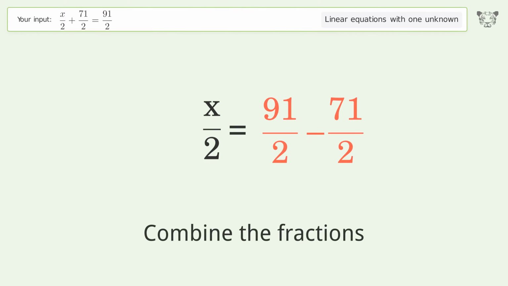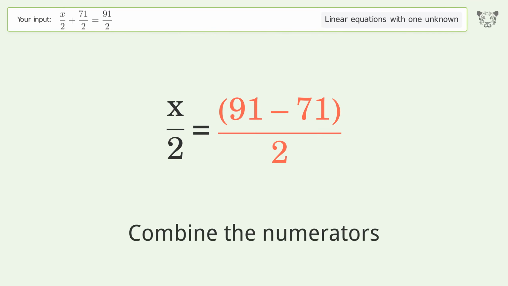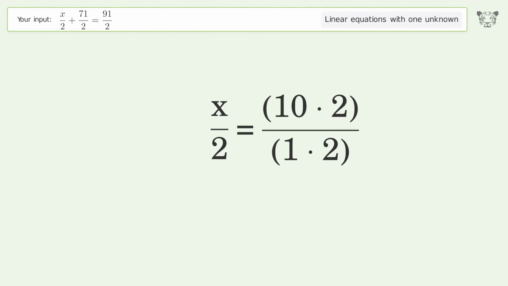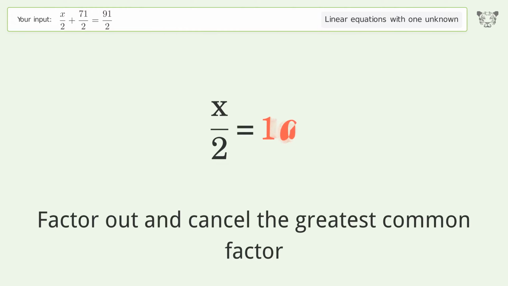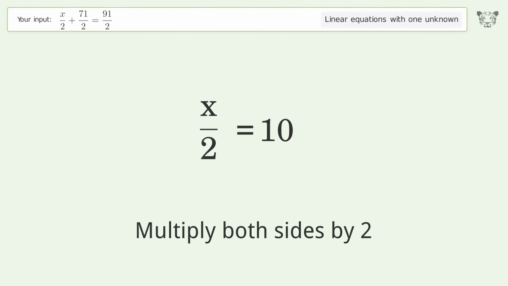Combine the fractions. Combine the numerators. Find the greatest common factor of the numerator and denominator. Factor out and cancel the greatest common factor. Isolate the x. Multiply both sides by 2.